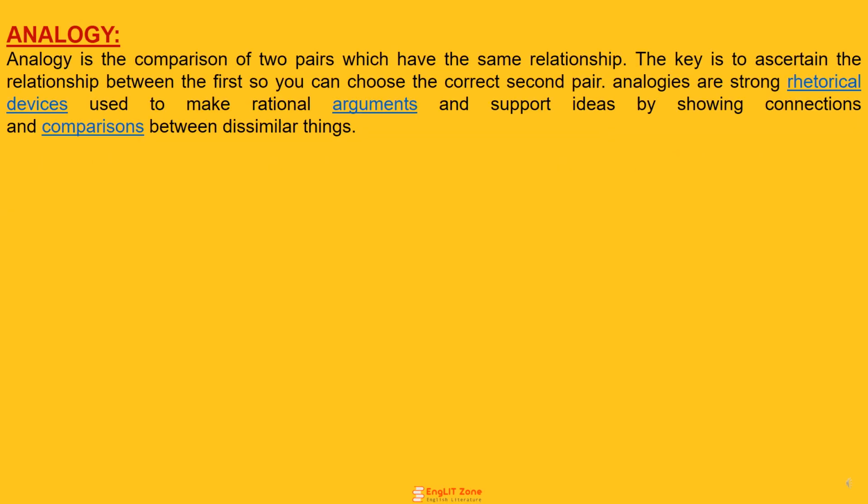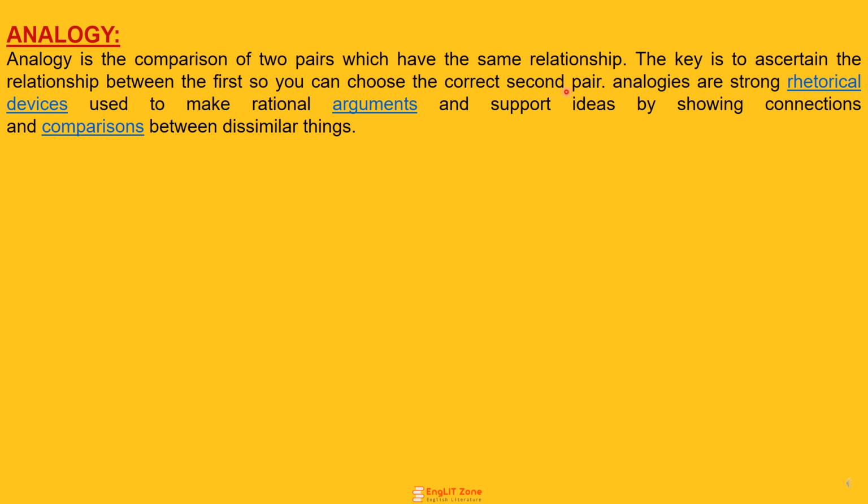Next literary term we have is analogy. Friends, analogy is a comparison of two pairs, means two different pairs that are different from one another, but they have the same relationship. The key is the assertion of the relationship between the first, so that you can choose the correct second pair. This is the main key point of the analogy, that the first has some connection with another, so that you can choose the correct pair.